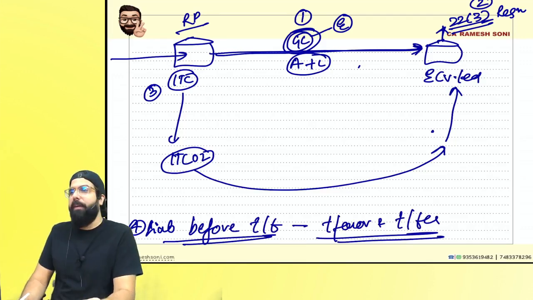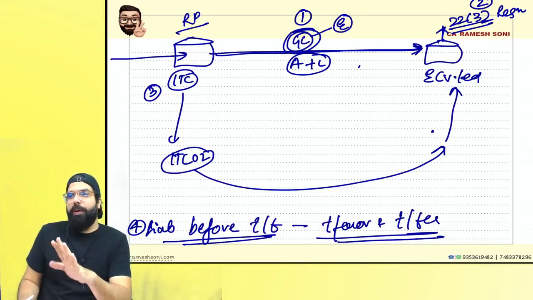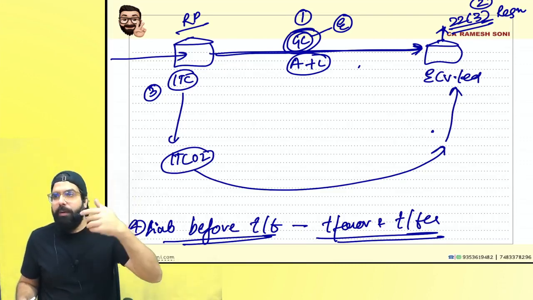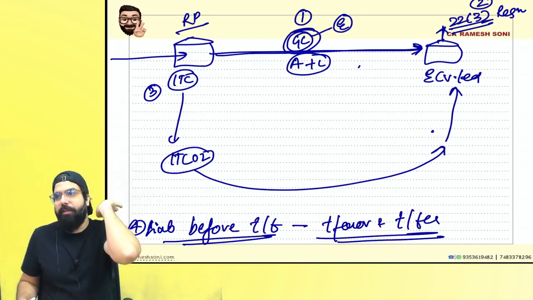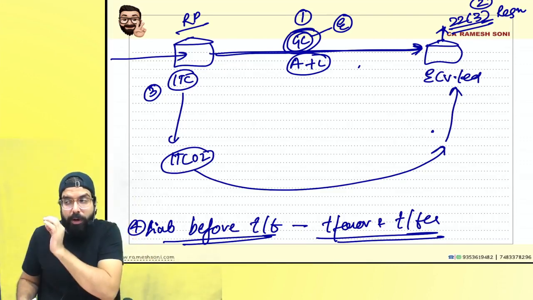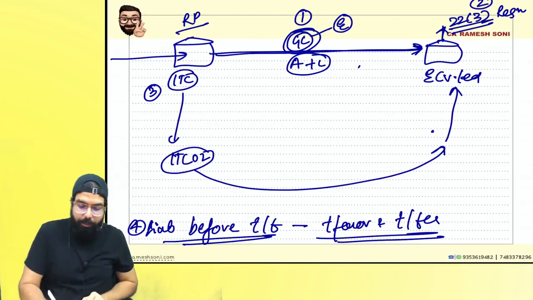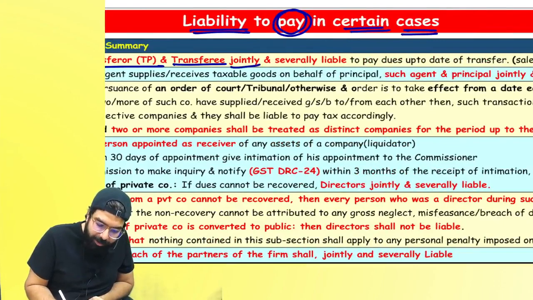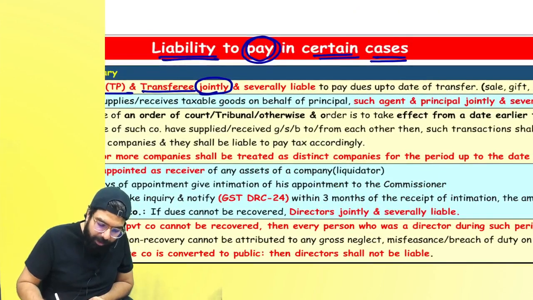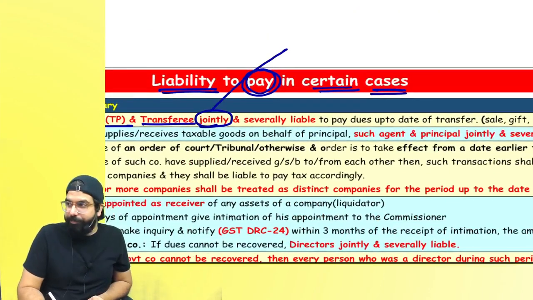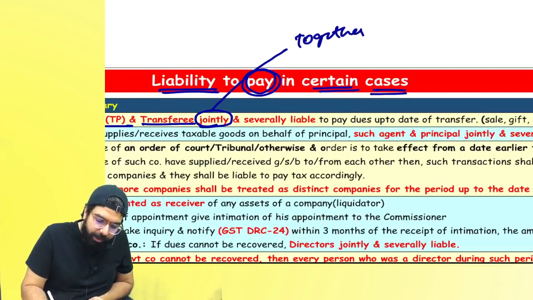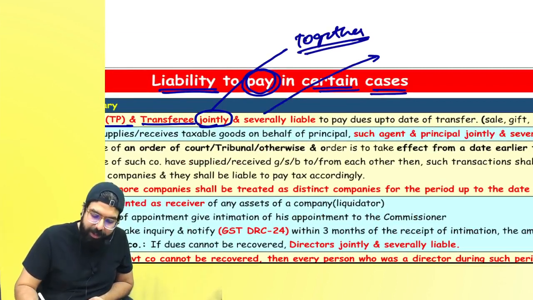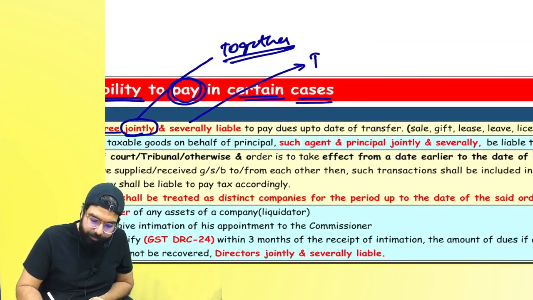Whatever was the liability before the date of transfer, after the transfer is done, that liability you see. But before the date of transfer, whatever the period was, that liability will be of the transferor and transferee jointly. Jointly means what, everyone? Jointly means together. Severally means individually.